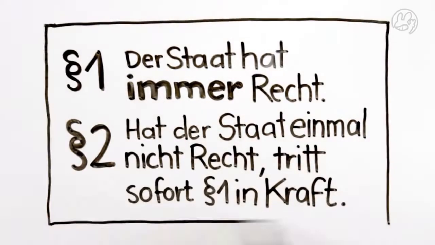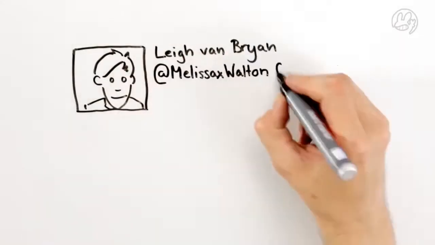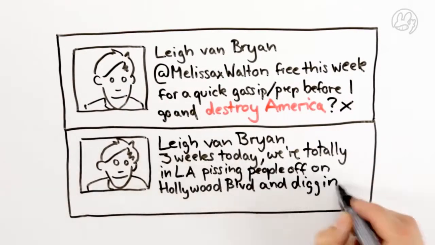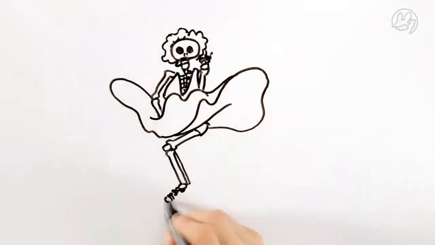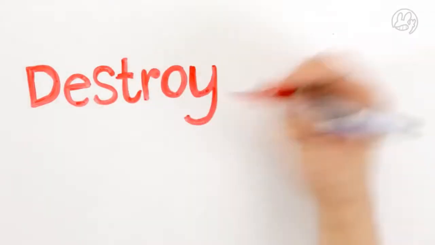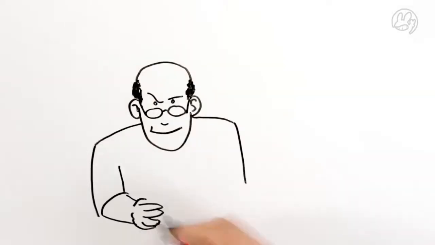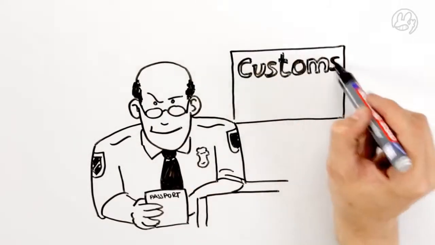In the beginning of 2012, the Briton Levon Bryan tweeted about his upcoming journey to the US that he wanted to destroy America and dig up Marilyn Monroe. By destroy America, of course, he meant to party and get drunk. The US Immigration Department, which obviously scans Twitter for phrases like these, couldn't take a joke.